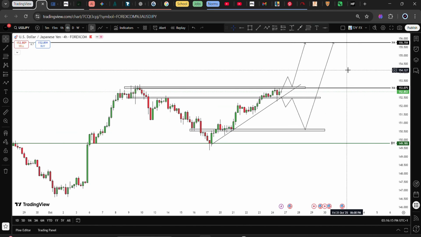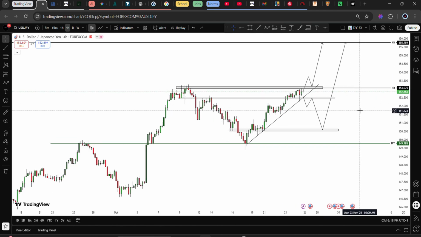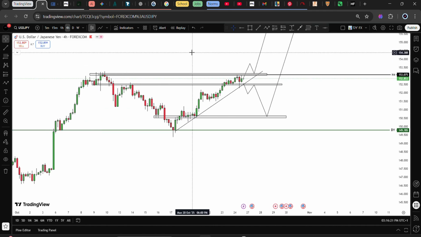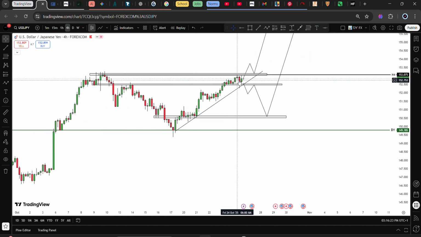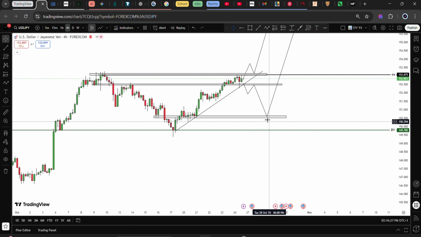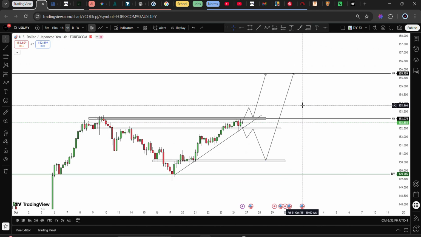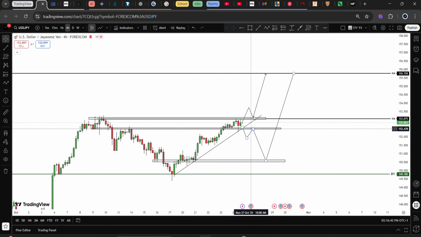So I'm more of buys than sells for this market. We have the news coming up, so the news might make this resistance here hold, pushing the market down first before we see the move to the upside. But I'm more of buys than sells on USD JPY this week. So like I said, I have two scenarios, the bullish scenario and then the bearish scenario.